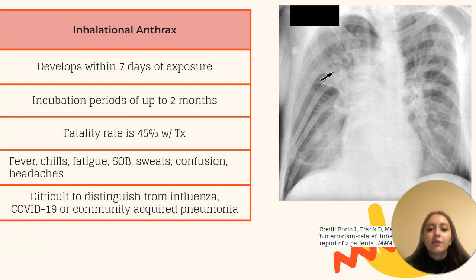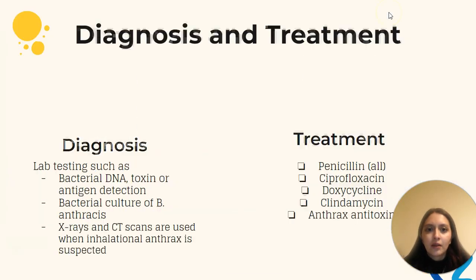The previous mortality rate for inhalational anthrax in 2001 was 90%, so it has drastically declined in the last 20 years. And X-rays and CT scans are used when inhalational anthrax is suspected to check for pleural effusion, which is what you can see here, and mediastinal widening, which is what's going on here.